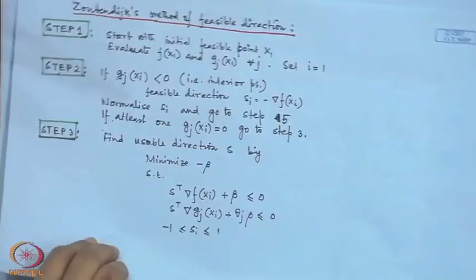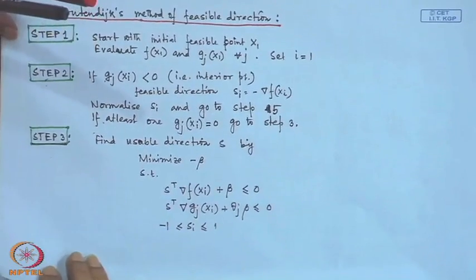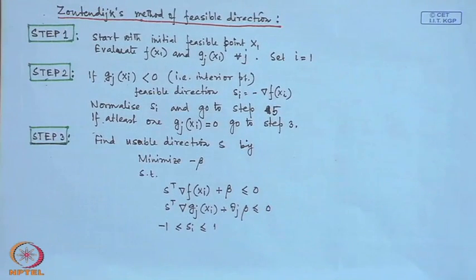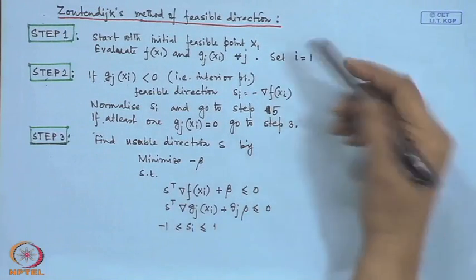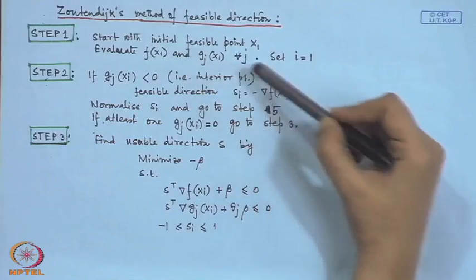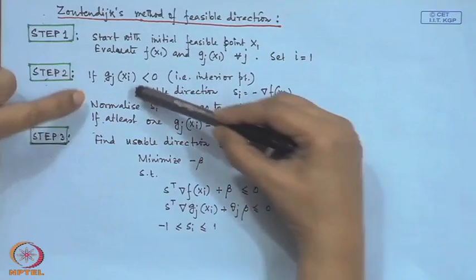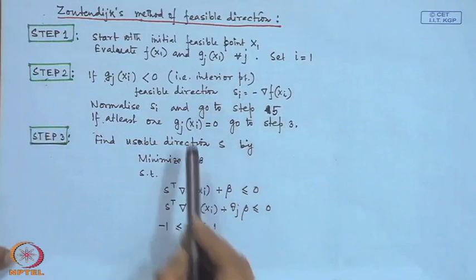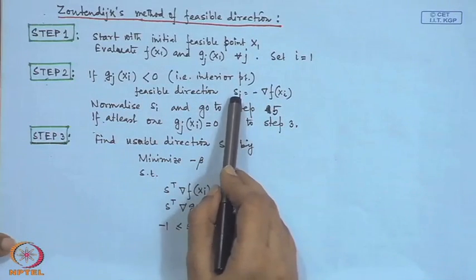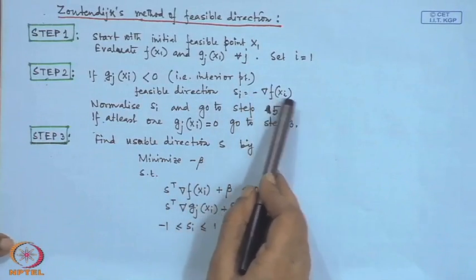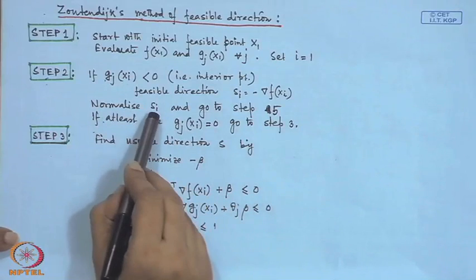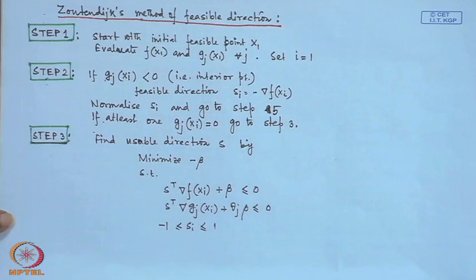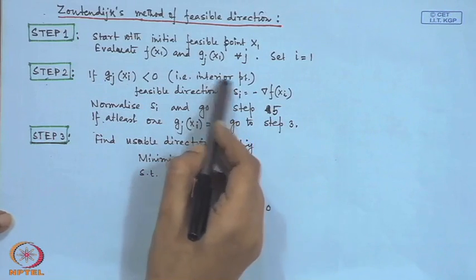If I go back to the methodology, that is the Zoutendijk method of feasible directions. This is the process for us. Start with an initial point x1, evaluate f(x1), gj(x1), and if gj(x1) is less than 0, that means we are in the interior point. The feasible direction Si would be equal to minus grad f, and we have to normalize Si and go to step 5 if we are in the interior point.